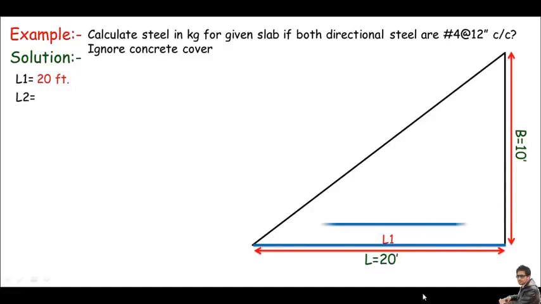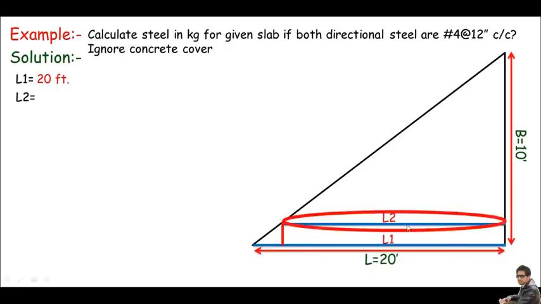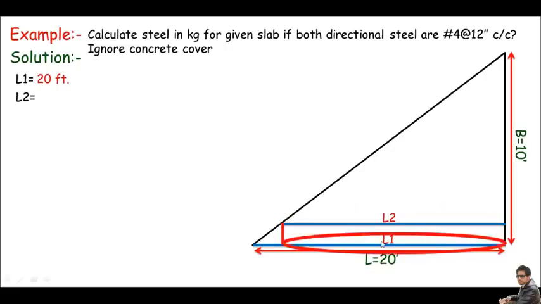Now what about L2? This is a little challenging. The center to center distance between these two bars is 12 inches, and the bar is number 4. How can I calculate L2? Just look over here. If I draw a perpendicular line over here, then you can clearly see L2 is a portion of L1. It means I just need to subtract this little part from L1 to find L2. Does it make sense?